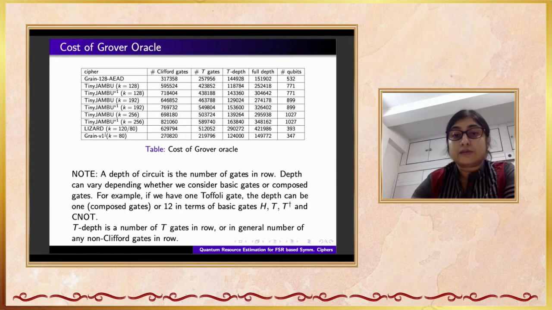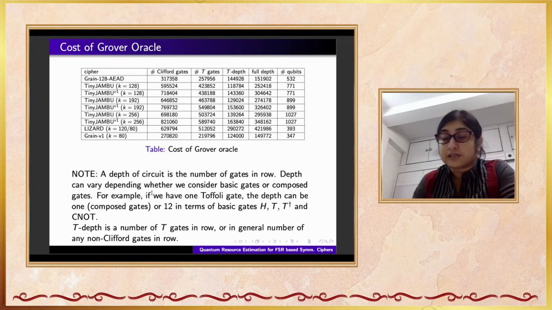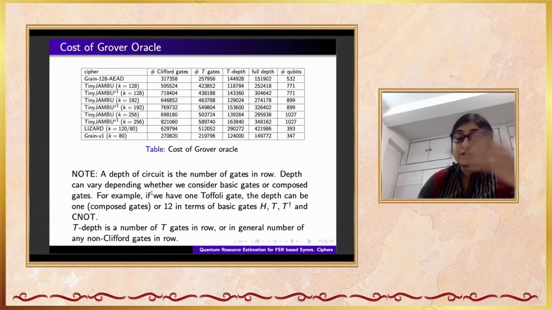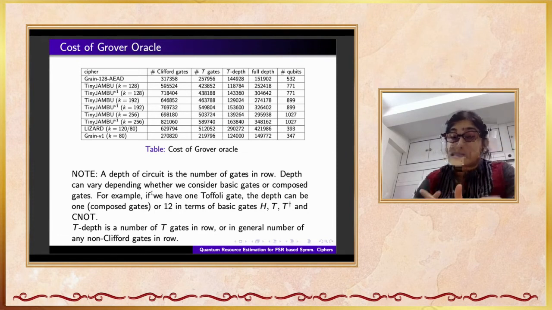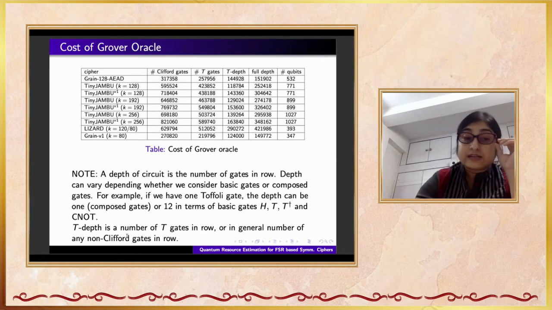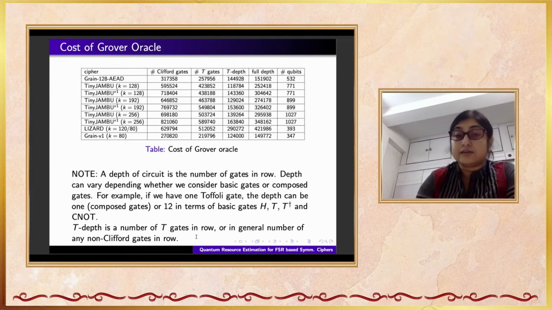Now, this is the table where we provided the number of Clifford gates, number of T gates, T depth, full depth, and number of qubits used for these ciphers. Here we have to mention what is meant by depth. The depth of a circuit is the number of gates in a row. Depth can vary depending on whether we consider basic gates or composite gates. For example, for the Toffoli gate, in terms of composite gates the depth of that circuit will be 1. But if we consider basic gates, then the depth will be 12. T depth is the number of T gates in a row, or in general the number of any non-Clifford gates in a row.